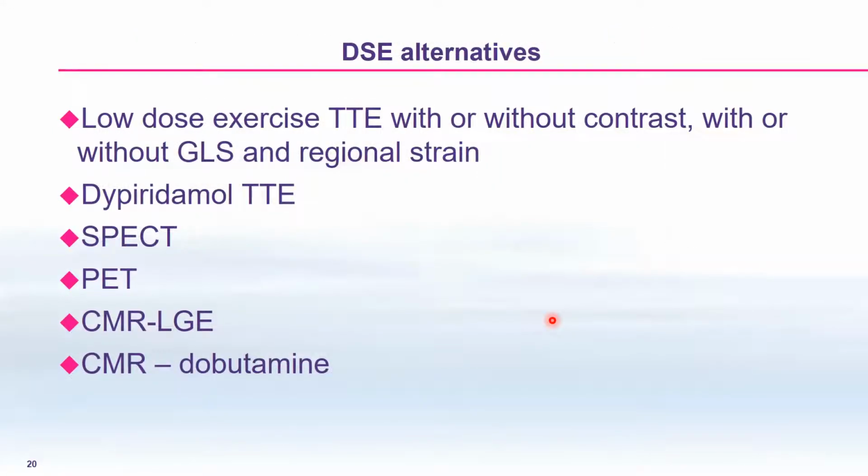These are the alternatives. So you can do low dose exercise, which means that you exercise the patient at 25 or 50 watts. You can do it with or without contrast. The best is to do it on a supine bicycle, in my opinion. But if you don't have a supine bicycle, you can still do it. You can do some rest images, acquire the loops. Then you can put the patient for a few minutes on 25 or 50 watts, and then immediately after the exercise, acquire some loops again and compare them.